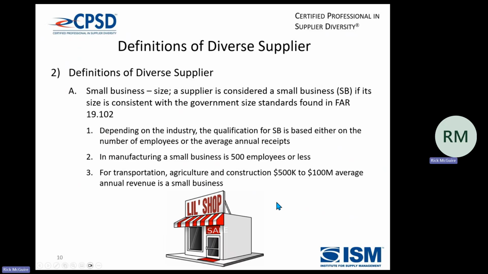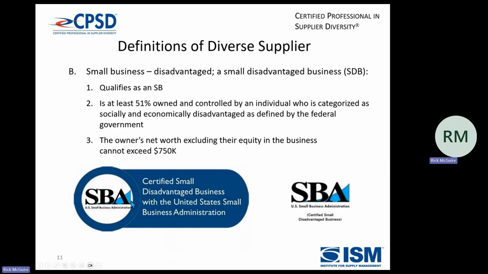Small business disadvantaged. This is done by the SBA. A small disadvantaged business qualifies as a small business, and it's got to be at least 51% owned and controlled by an individual categorized as socially and economically disadvantaged, as defined by the federal government. You can use these federal government definitions, or you can modify them, or go to any number of nonprofits that we've discussed and get their definitions. The owner's net worth, excluding their equity in their business, cannot exceed $750,000 to be a small disadvantaged business.